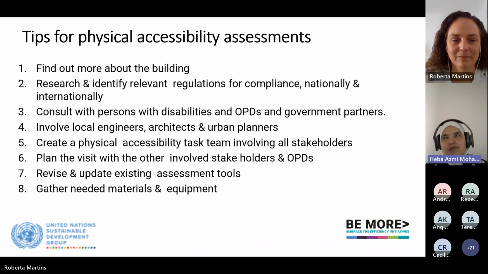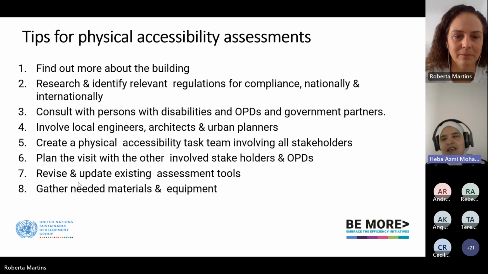So these are some tips for conducting a successful physical accessibility assessment. But before explaining the tips, I want to highlight the concept of consulting with persons with disabilities and with organizations of persons with disabilities before you start your assessment process, because they are a key stakeholder and a key partner in this process. So first, we have to find out more about the building that we're assessing: its age, its contracting modality, whether it's rented or owned, the condition of the building, whether it's old or new, and whether there is a possibility to remediate and renovate the building or not.